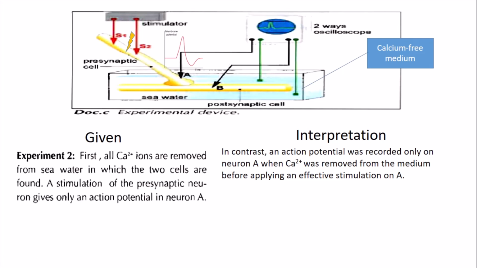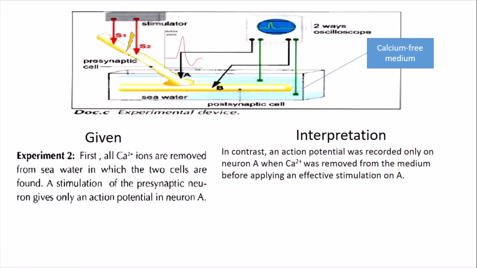In contrast, because we have a difference in the result, an action potential was recorded only on neuron A when calcium was removed from the medium before applying an effective stimulation on A. So now we get to the significance. What should I talk about? Of course, this indicates what? What's the variable that I changed here? It's exactly calcium and its relation with the synapse. Without it, the synapse did not work.